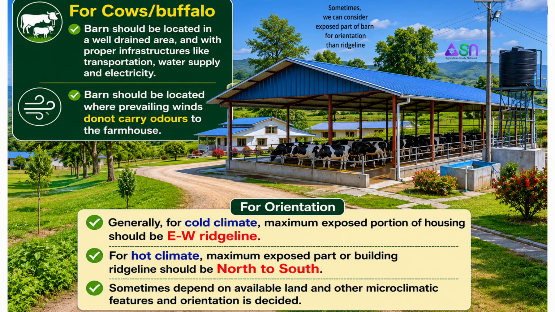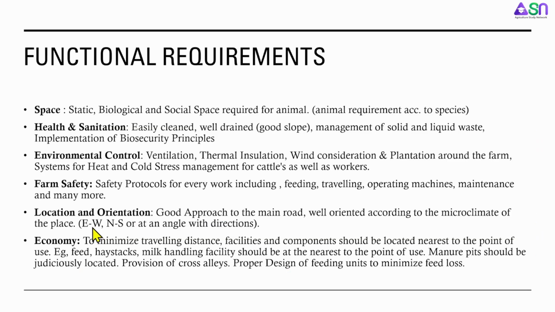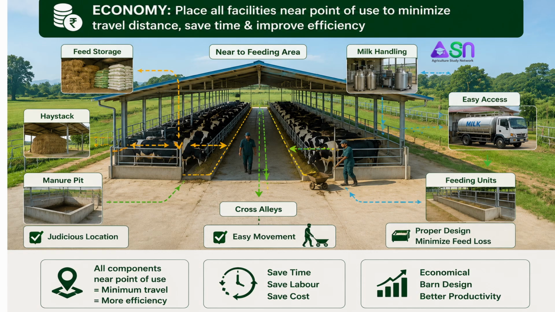For orientation, generally for cold climate, maximum exposed portion of the housing should be east-west ridgeline. And for the hot climate, maximum exposed part or building ridgeline should be north to south. And sometimes it depends on the available land as well as other microclimatic features of the place, and this is how orientation is decided. Components of the barn should be placed judicially so that there will be minimum traveling distance while working and maximum efficiency is achieved.